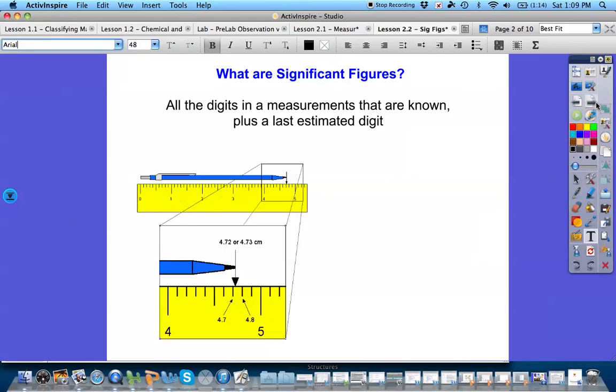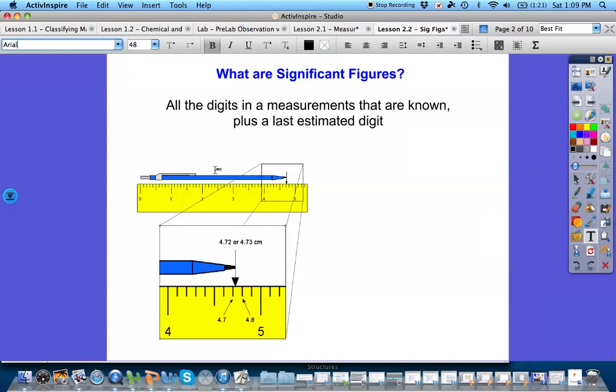So what are significant figures? Significant figures are all of the digits in a measurement that are known plus a last estimated digit. So with the rulers of measurement activity, we looked at significant figures because you estimated one place past that smallest graduation or marking that you were given on the ruler.